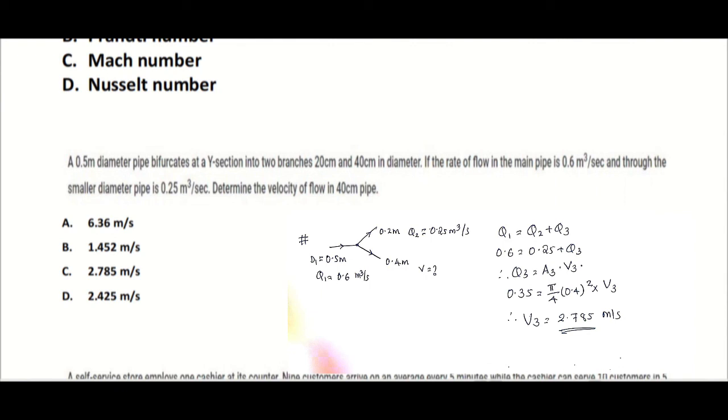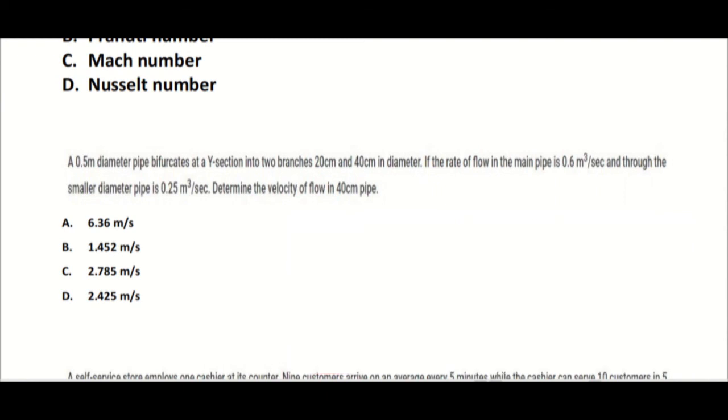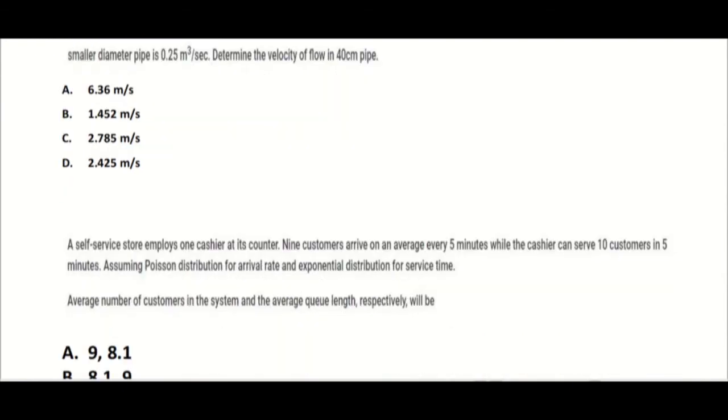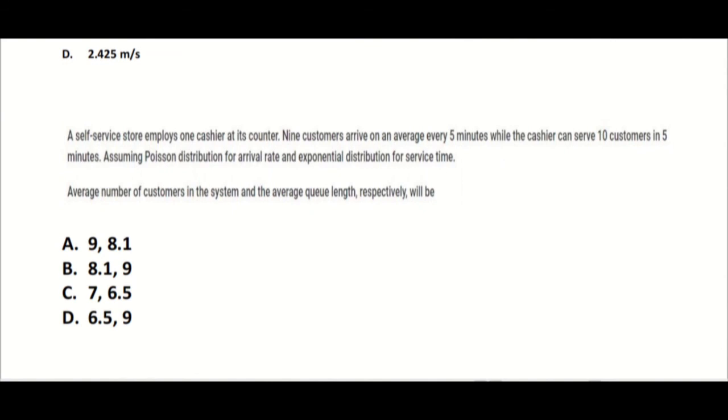A3 is equal to pi by 4 d square, with diameter equal to 0.4 meter, whole square, into V3. From that we can find the value of V3, which will be equal to 2.785 meter per second. Option C is the right answer.